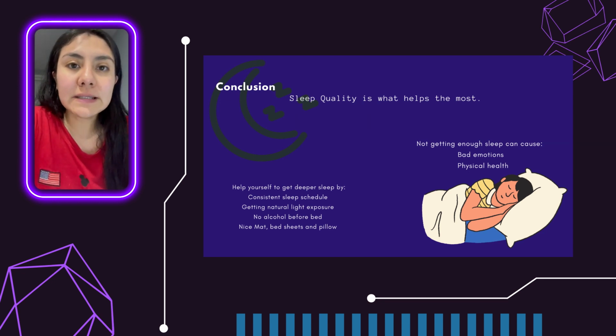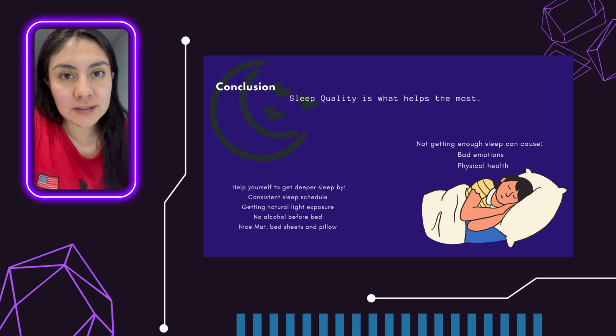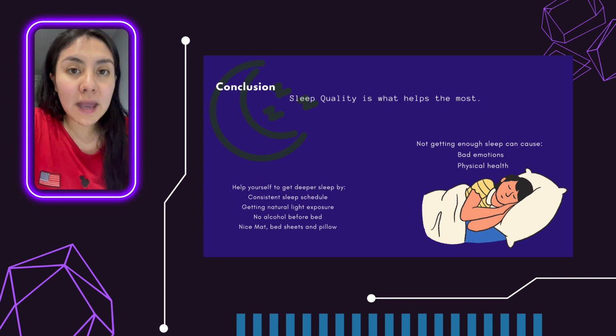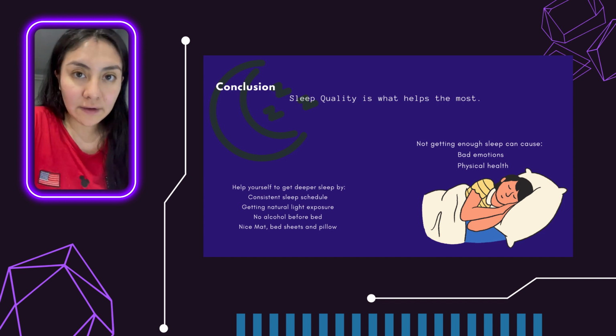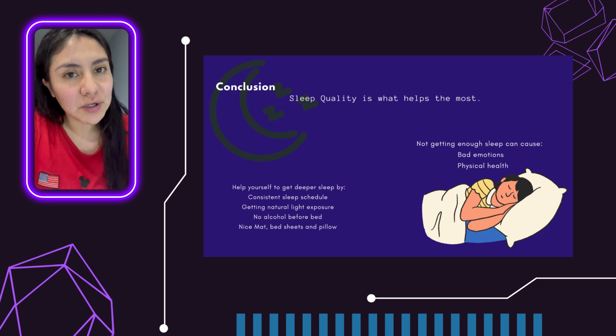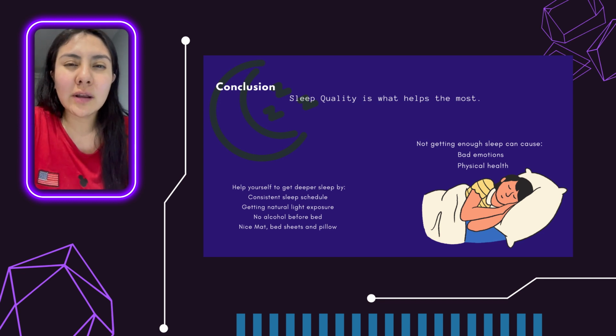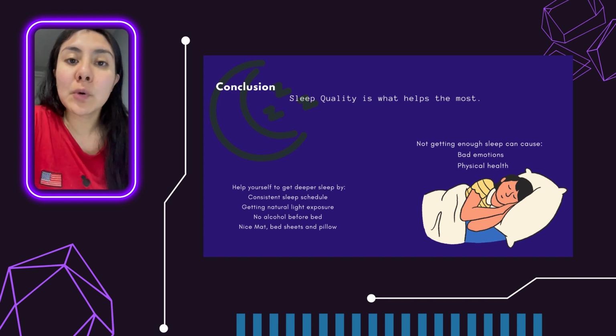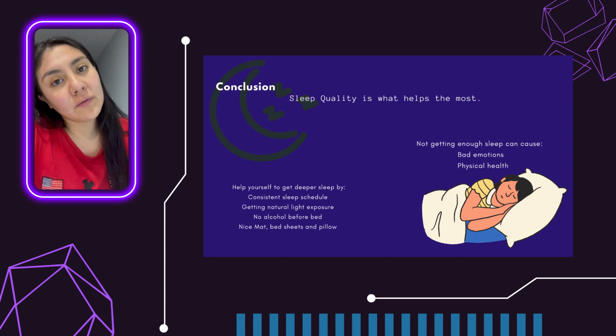Not getting enough sleep and REM sleep will cause bad emotions, and can also affect many aspects of your life, like your physical health, which is very, very important. Remember that you can help yourself get better deep sleep or better sleep hygiene by keeping a consistent sleep schedule, getting natural light exposure, and not drinking alcohol before bed.